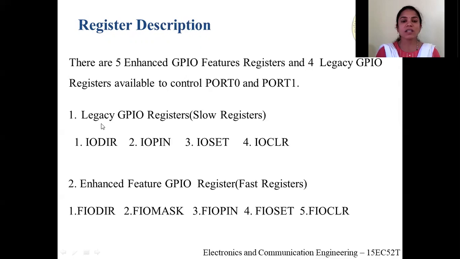So first one is the legacy GPIO registers. There are 4 registers, that is IODIR, IOPIN, IOSET and IOCLR. And next, in the enhanced feature GPIO registers, we have 5 registers, that is FIODIR, FIOMASK, FIOPIN, FIOSET and FIOCLR.